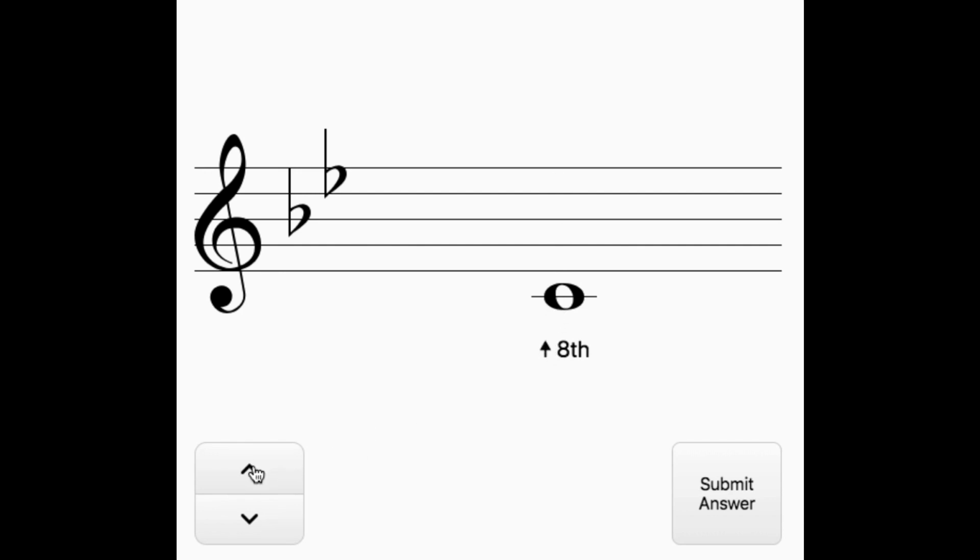I'm going to use these arrows down here this time. So that's a second, third, fourth, fifth, sixth, seventh, eighth. That should be an eighth or an octave above. 1, 2, 3, 4, 5, 6, 7, 8. All right. I got it correct. Here's an ascending second, a second above this. I could use the arrows down here, or I could just click a second above. That should be 1, 2. Perfect.